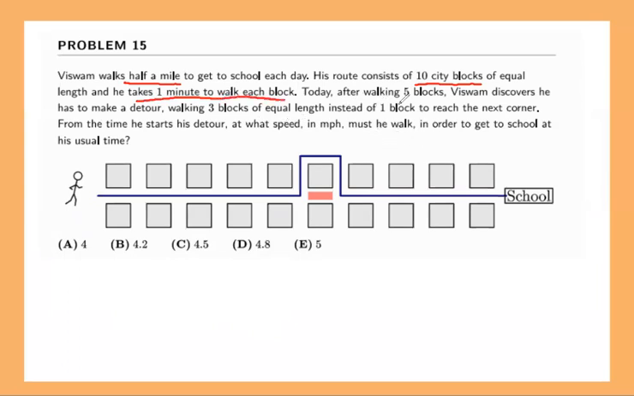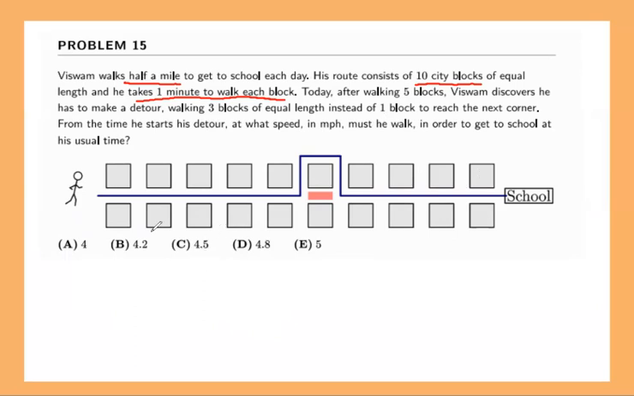Today, after 5 blocks, he discovered that he has to make some changes because there's something going on here. So he's gonna take this longer path, adding 2 more blocks, right? Instead of 1 block, he's gonna get 3 blocks, which means increasing the total length by 2 blocks. From the time he starts his detour from this corner, at what speed in miles per hour must he walk so he can get to school on his usual time?